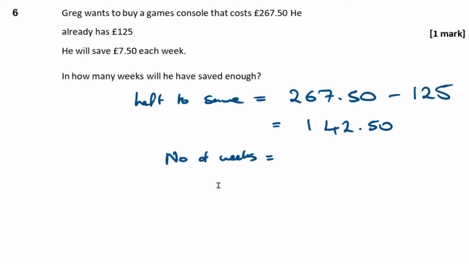So then the number of weeks it's going to take him to do that is the amount of money that he's got left to save divided by the amount he's saving each week. So if I do that, 142.50 divided by 7.50, that comes out to be 19. So it's going to take him a while. That's going to be 19 weeks then, isn't it? Okay, that's the answer, 19 weeks.